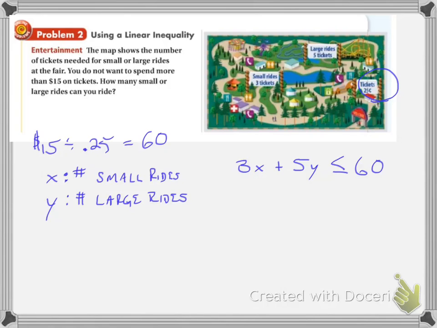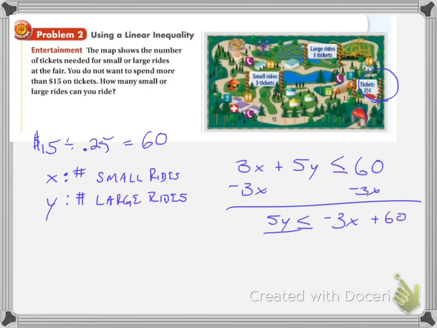And from here you can put it in slope-intercept form. Subtract 3x. 5y is less than or equal to negative 3x plus 60. Divide by 5. Now, I'm not dividing by a negative, so I don't change my inequality. Less than or equal to negative 3 over 5 x plus 12.